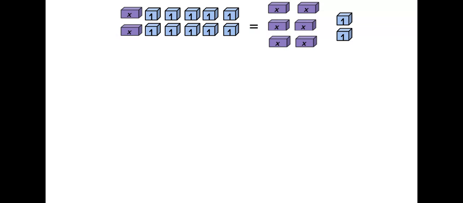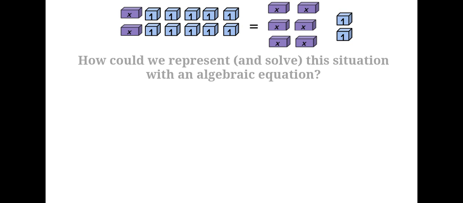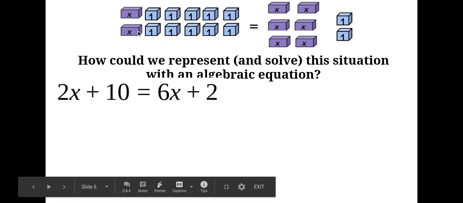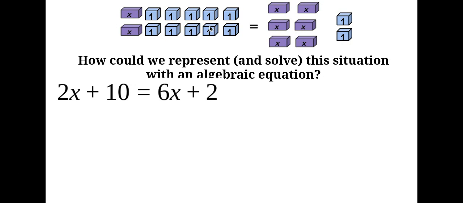Let's take a look at one that's a little trickier. All right, so here we've got another visual. Notice we've got some x's on both sides of the equal sign. So if we want to represent this and go through and solve it algebraically, on the left side, we have 2x coming from these boxes here, plus 10. If you count these out, there's 10 of those. On the right side, we've got 6x, 6 of these guys, plus 2.